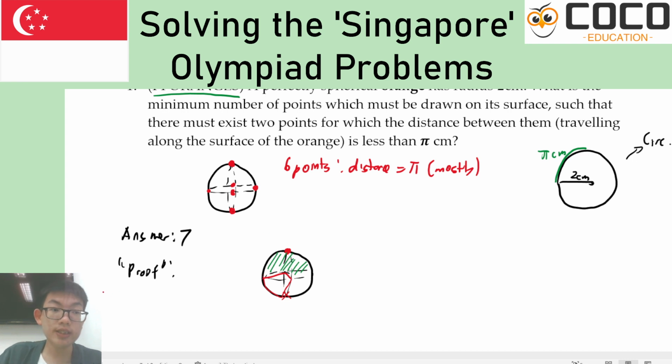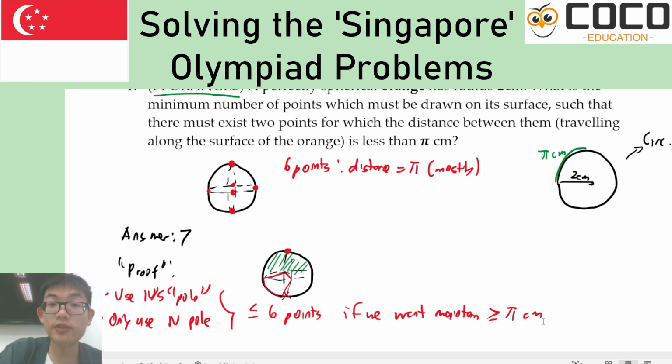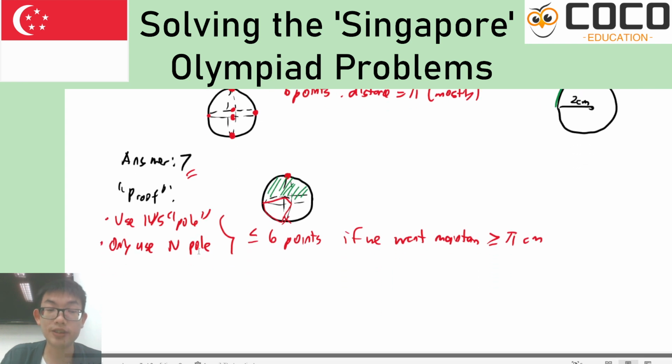So basically 2 cases. If we use the north and south pole, and if we only use the north pole, both of them give you at most 6 points if we want to maintain the distance of at least pi centimeters. And so therefore, this will tell you that 7 is indeed correct. I'm omitting details here because this is still meant to largely be in the style of round 1 problems. So I just give a rough explanation.